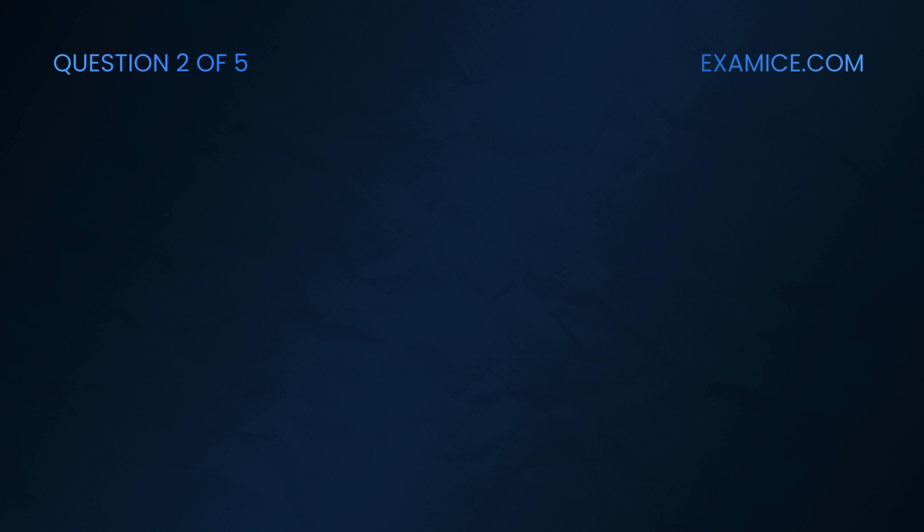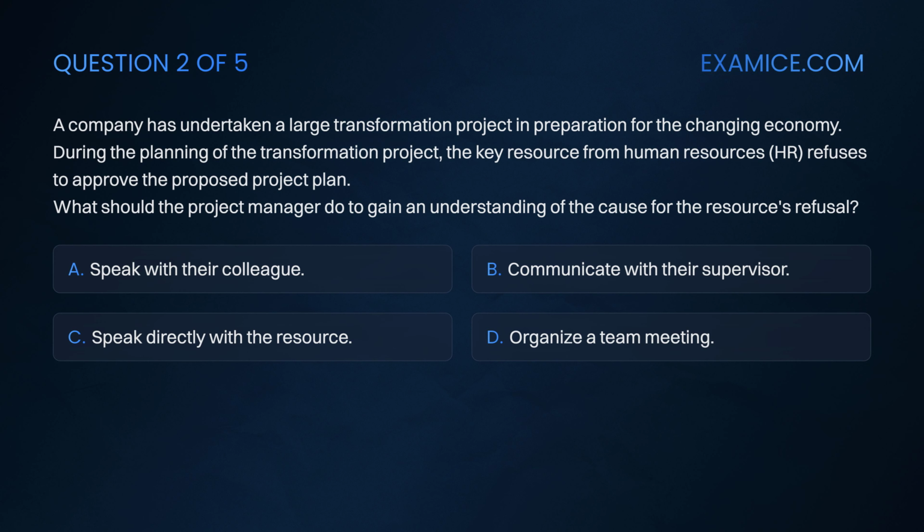Question 2. A company has undertaken a large transformation project in preparation for the changing economy. During the planning of the transformation project, the key resource from human resources refuses to approve the proposed project plan. What should the project manager do to gain an understanding of the cause for the resource's refusal?